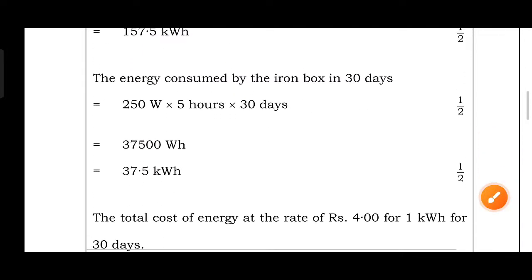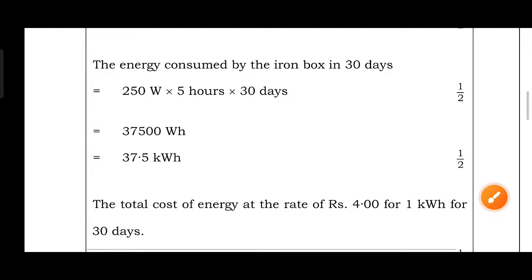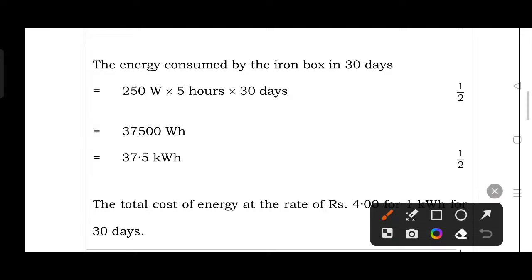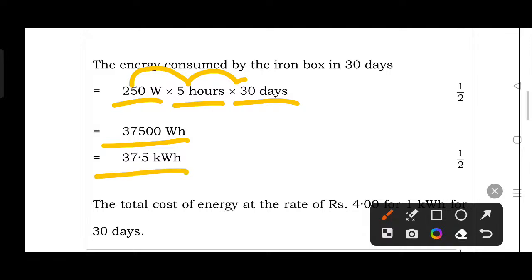Next, the energy consumed by the iron box in 30 days. The iron box works with a power of 250 watt. Daily how many hours? 5 hours. How many days? 30 days. Then we multiply all these three, 37,500 watt hour. Then we convert this into kilowatt hour, 37.5 kilowatt hour.